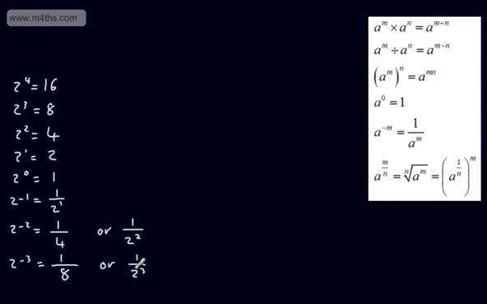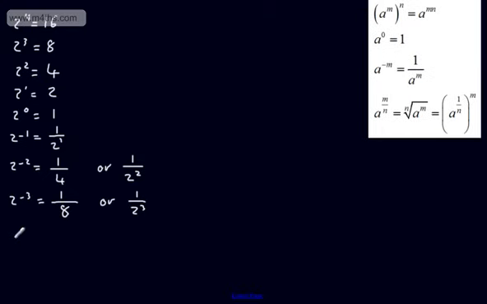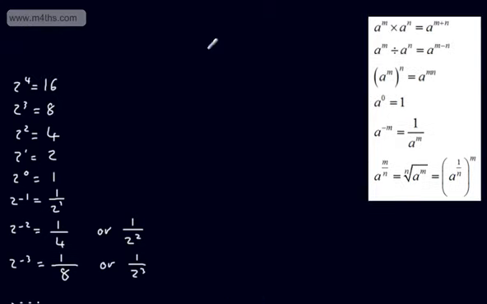And we could go right way, dot, dot, dot, and so on and so forth. And we've got 2 to the power of minus m will be equal to 1 over 2 to the power of positive m. So this now is the 5th rule. If we have a negative power, we can simply write it as 1 over the positive power. So let's look at some examples.